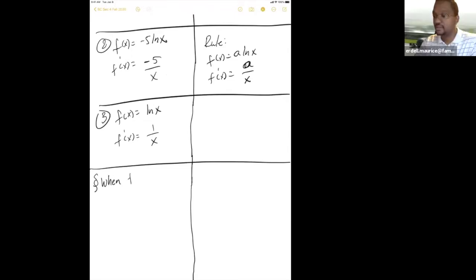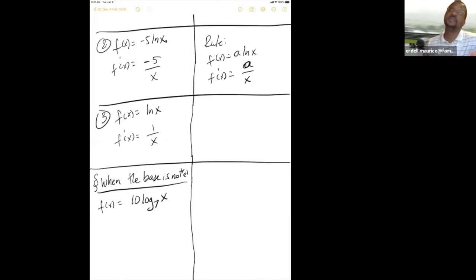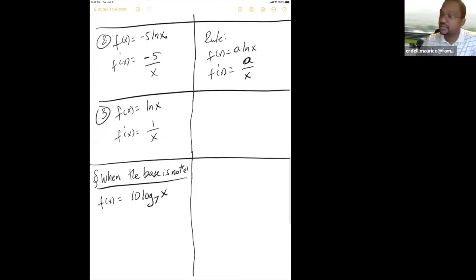When the base is not e. All right, so again, that's his note. It's not e. So if I have a function when the base is not e, so let's say I have f of x is equal to 10 times log base 7 of x. ln is the base e. You use log when the base is anything else other than e. It turns out that the rule that you follow is almost exactly the same.